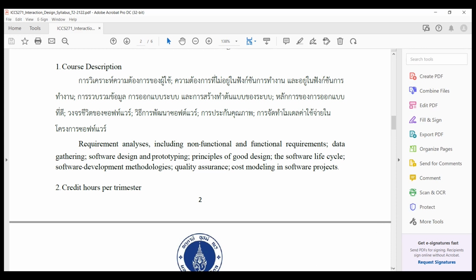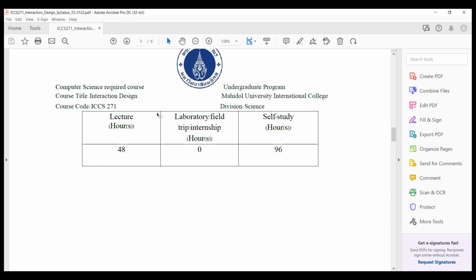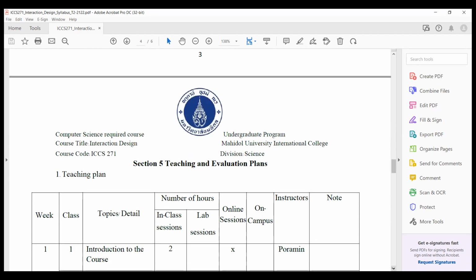For the credit hours per trimester, as I told you, we have 4 hours per week by 12 weeks, it is 48 hours, and self study is 96 hours. No lab for this class. So some of you may have the question, do we have the programming in this course? I can tell you that no, because it is not programming language specific.